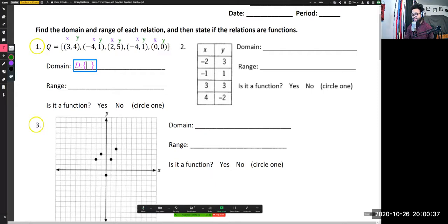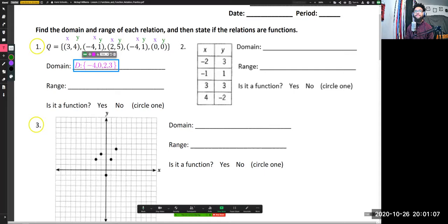The smallest number I see is -4. And then I have -4 twice. We have -4 here. Oops. We have -4 here. And then we have -4 here. All right. So we're not going to write that -4 twice. We're just going to write it once because that's how we write domains and ranges. We only write it once. I'm going to skip that one. Then I'm going to go to the next smallest value, which is going to be 0. And then it looks like it's going to be 2.